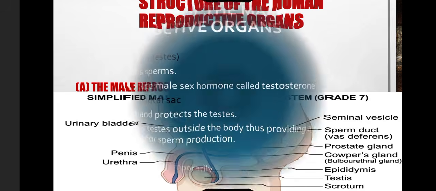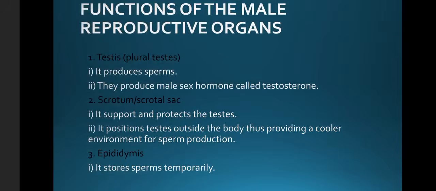Now, I want us to discuss the functions of these parts that are located in the male reproductive system so that we may know their roles in reproduction. I'll begin with the part that you are calling testis. And testis has two functions. Function number one, it normally produces sperms. And function number two, it normally produces the male sex hormone that we call testosterone.